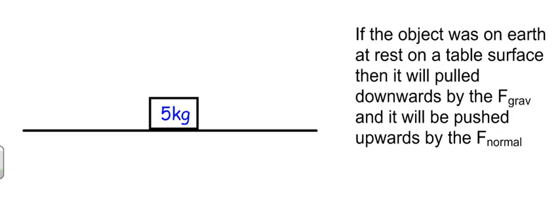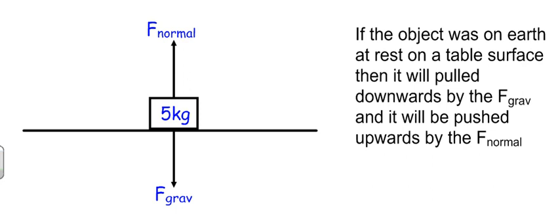Now, if the object was at rest on Earth on a table surface, then the gravitational force will pull it downwards. Show this with an arrow downwards, F gravitational. And the table will push it upwards with a normal reaction force due to Newton's third law.